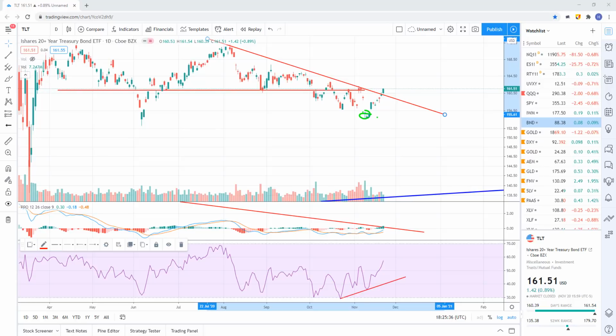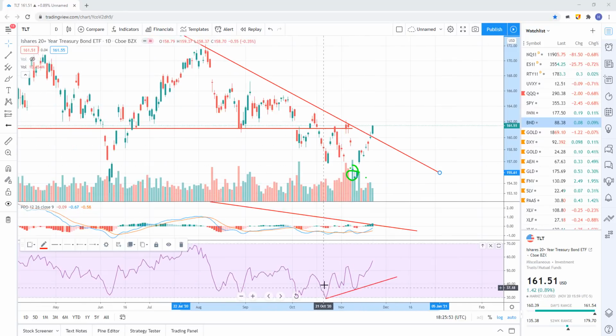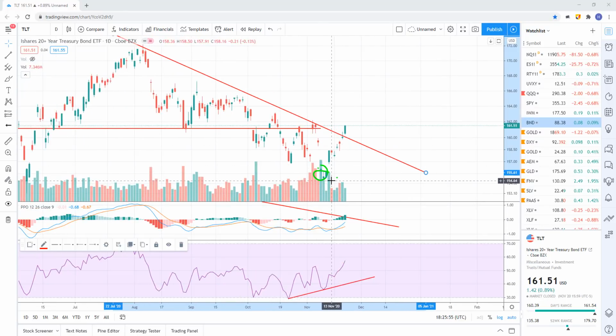I'll start out here with the TLT. The TLT is a 20-year treasury bond fund. It essentially is longer term bonds. And this is something I pointed out earlier, that it was setting up bullish. Bullish bonds means interest rates are falling. And you can see here's your bullish divergence right here on the daily chart.